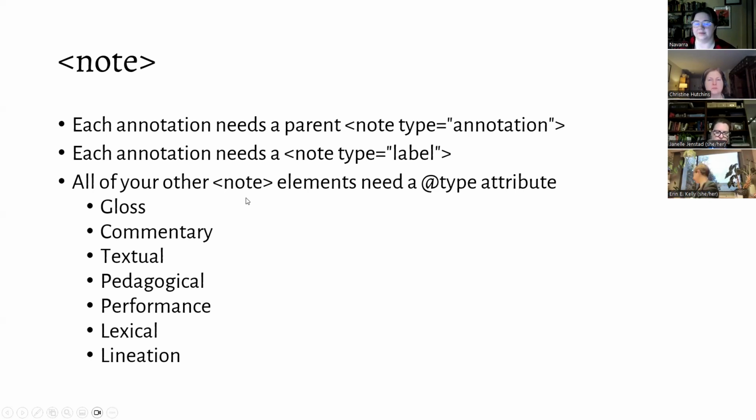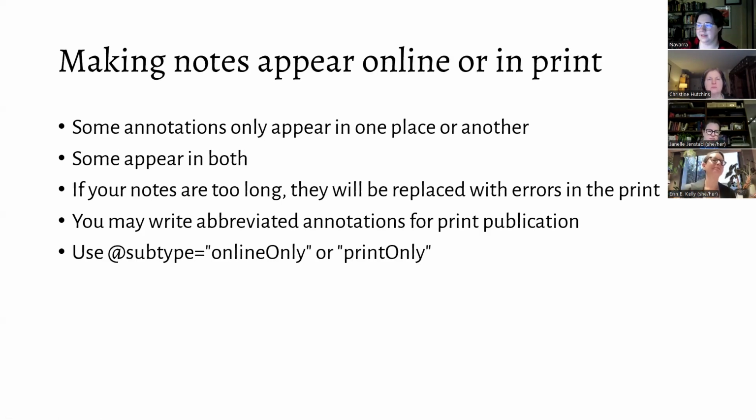All of your other note elements do need a type attribute. Your options are gloss, commentary, textual, pedagogical, performance, lexical, and lineation. And then you can make your notes appear either online only or print only. Some annotations are only automatically going to appear in one place; some are going to automatically appear in both. If your notes are too long, you're going to get error messages in your PDF. You can write abbreviated annotations for those cases if you so choose, and then indicate which note should be online or in the PDF using that subtype attribute.